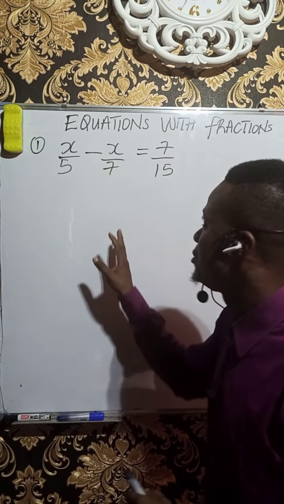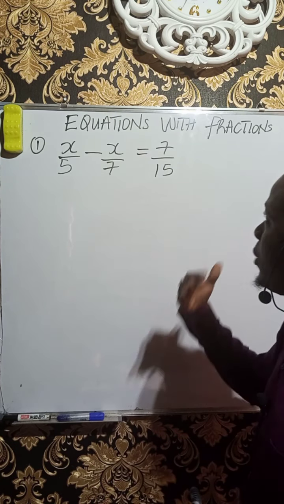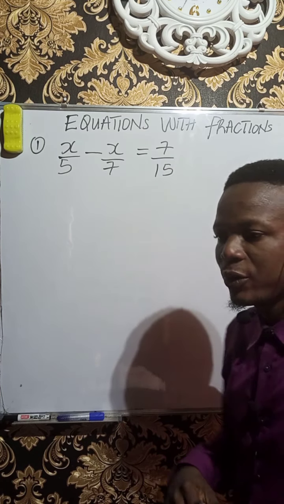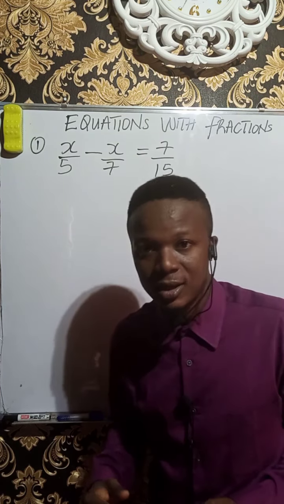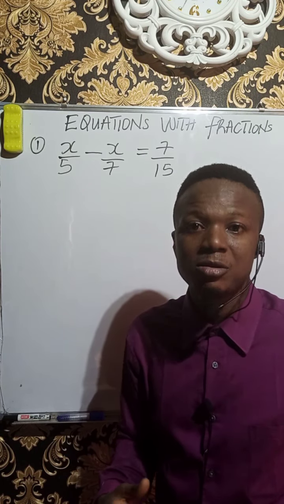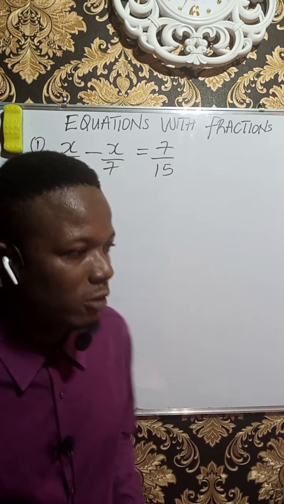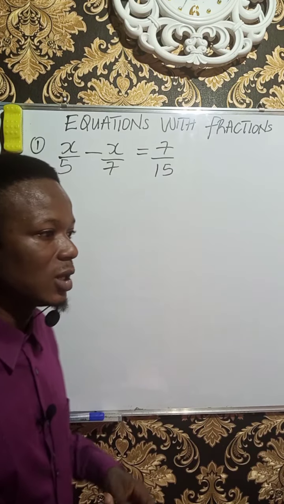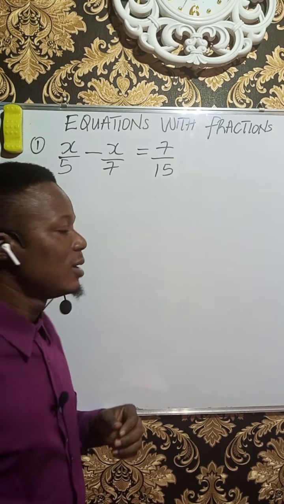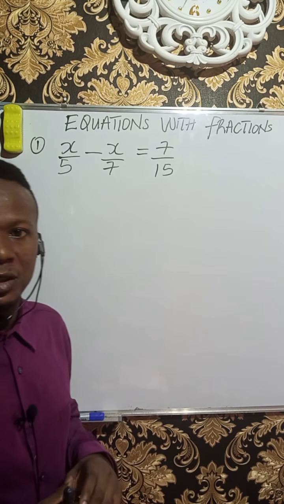I'm going to continue with my works on equations in this video, and today we are going to see equations with a fraction. Look at the first question we are having here. Remember, a fraction has a numerator and a denominator, as you can see here. So this is a category of equation that involves fractions, and the best approach to solving equations with fractions is to clear the fractions. That is, to multiply every term of the equation by the LCM of the denominators.